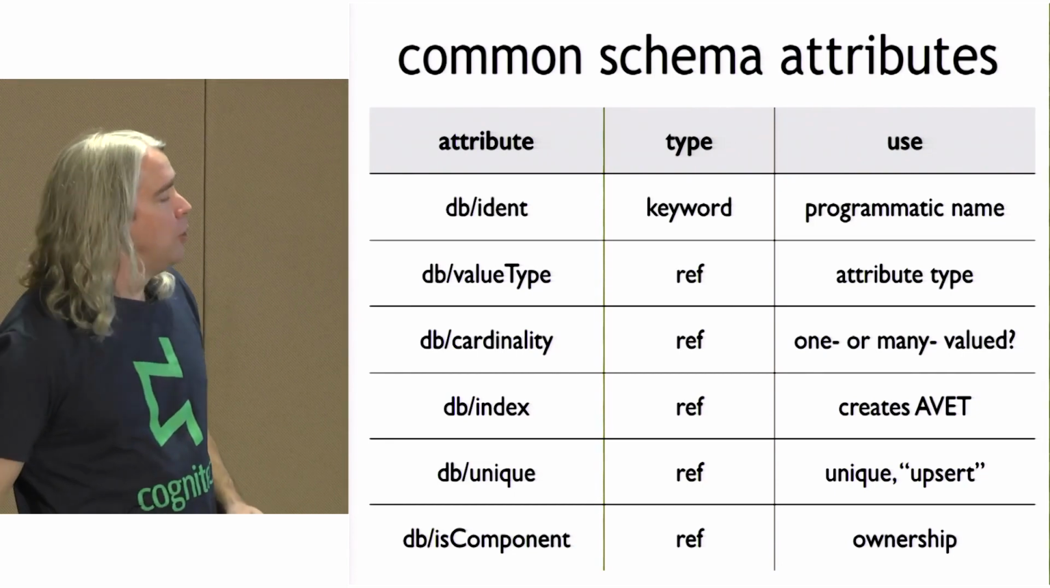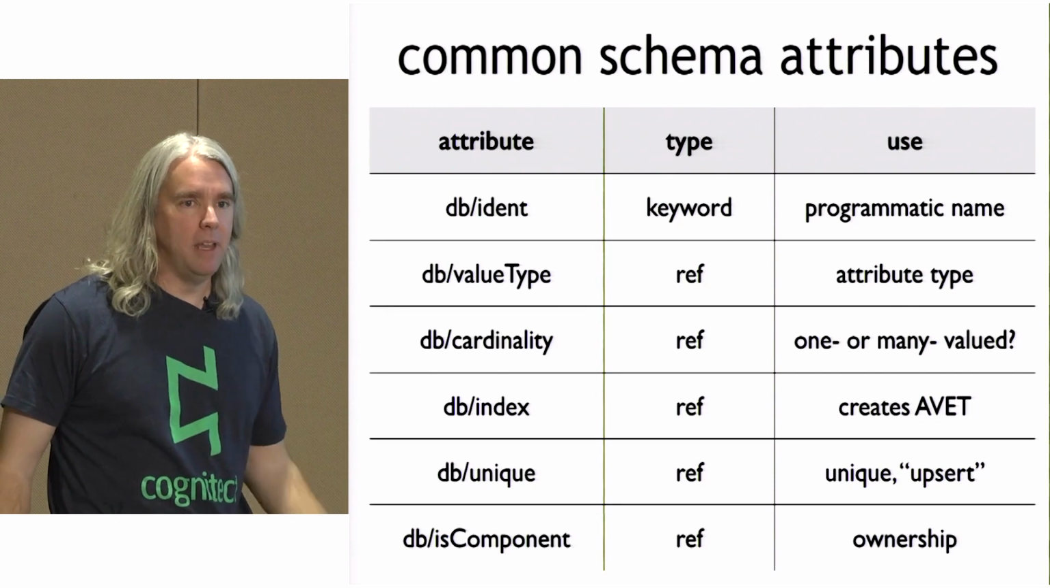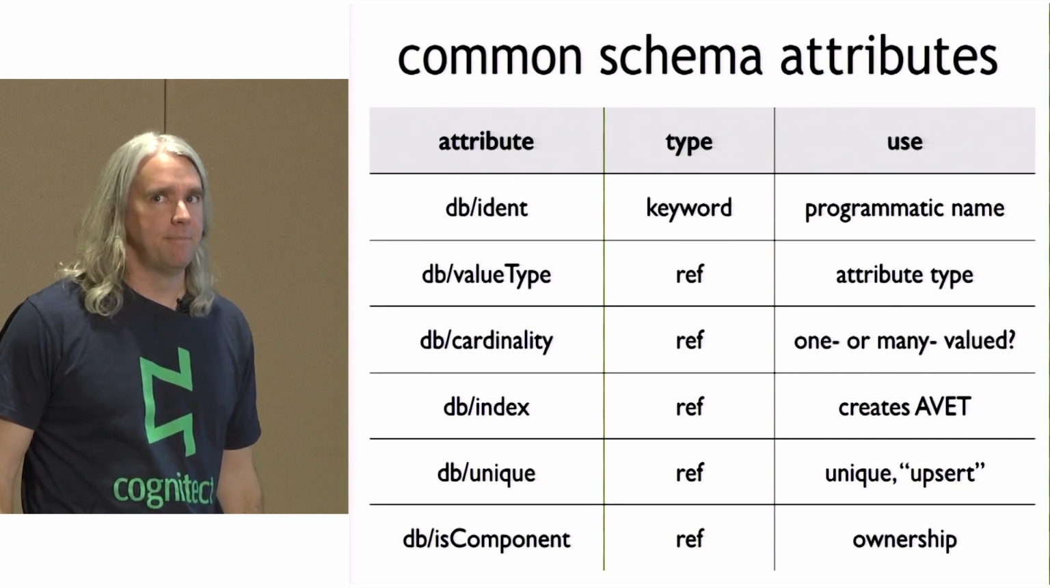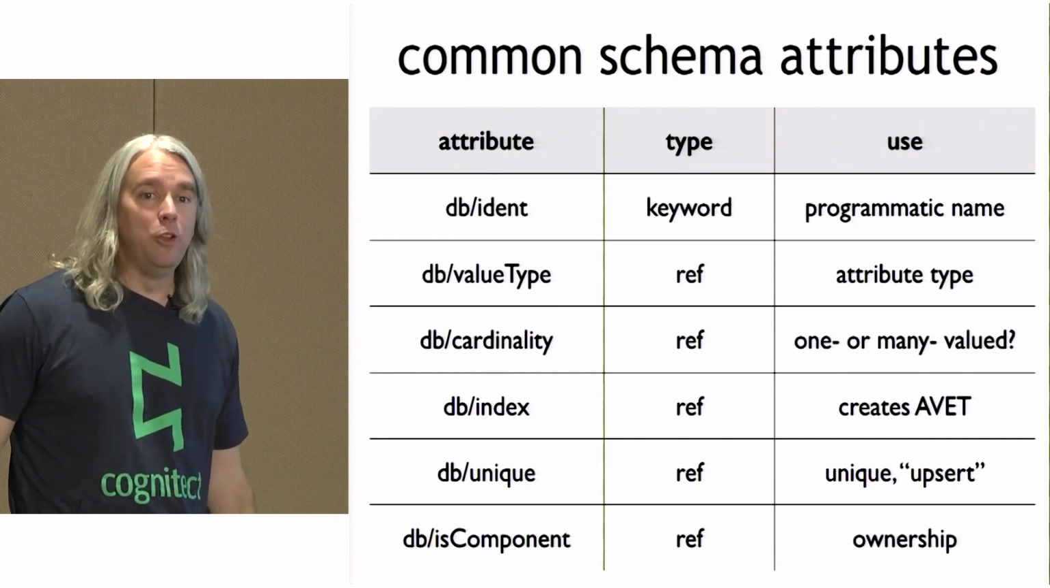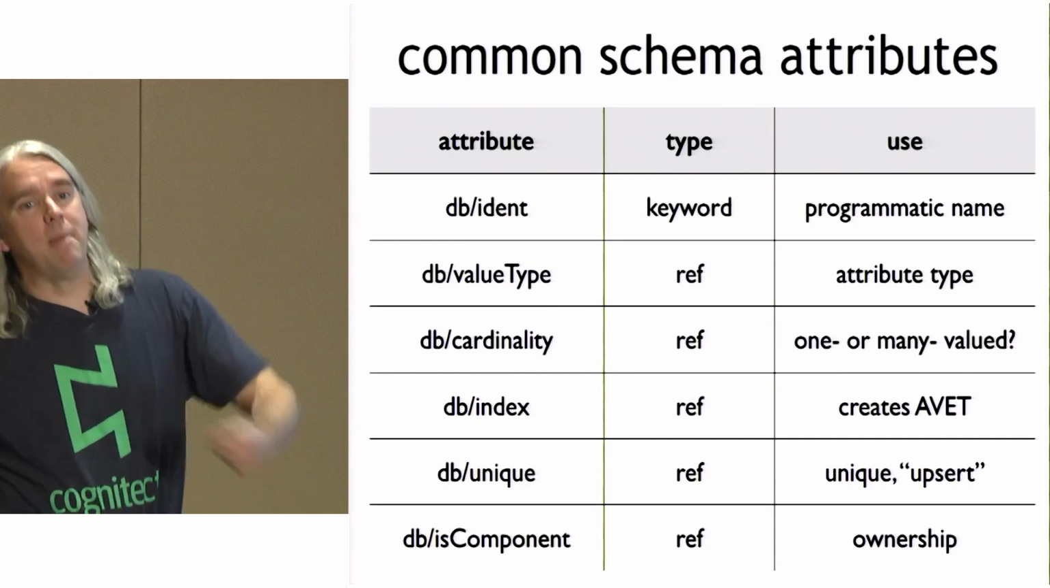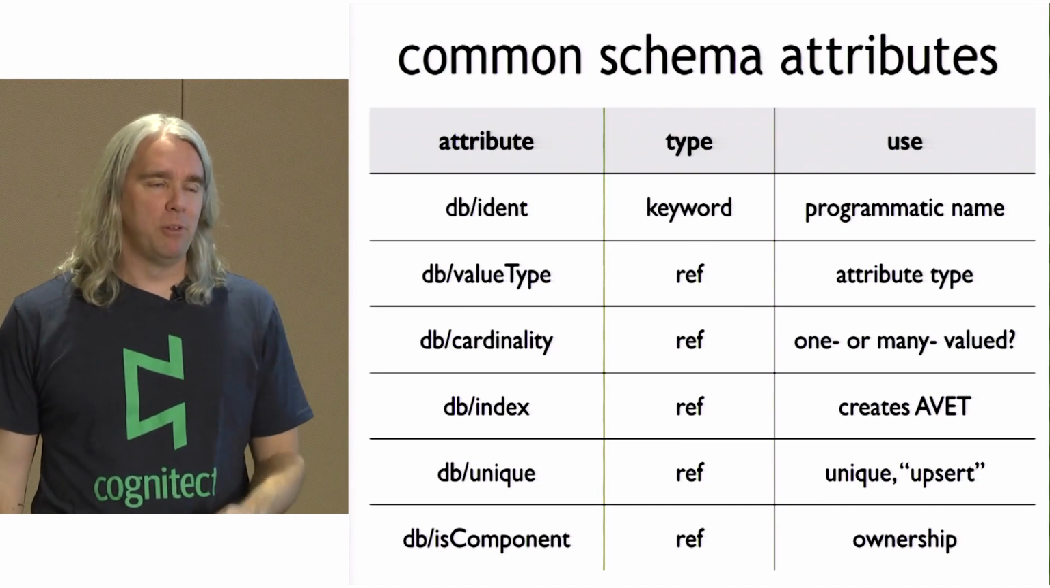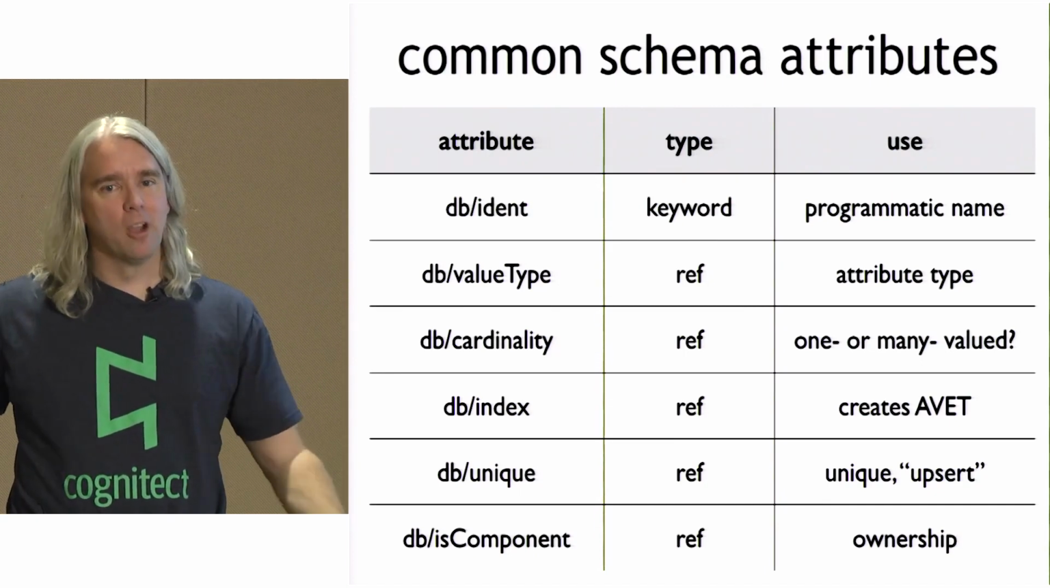If you were going to say user email, cardinality many or cardinality one? Probably many, right? People have many email addresses. If you were going to say user primary email and have that be the key that you use to find people in the system, then that's going to be a cardinality one.